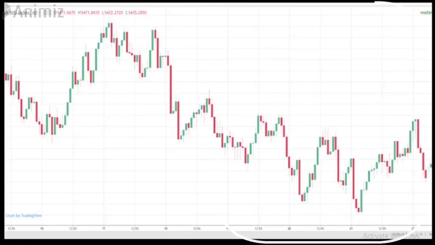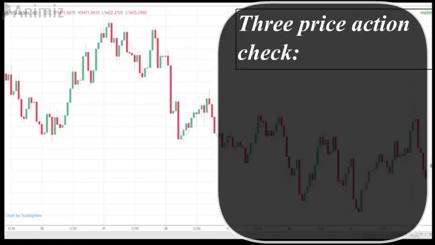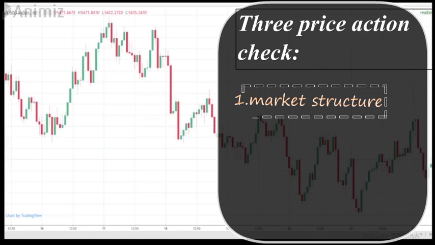Before you enter your trade, there are three basic things you need to check. First is the market structure. That's number one. You need to know the structure of the market you are about to trade. If you fail to understand the structure of the market, no matter the strategy you are using, it's definitely going to fail you. That's the number one thing you are going to be looking at each time you open your chart.